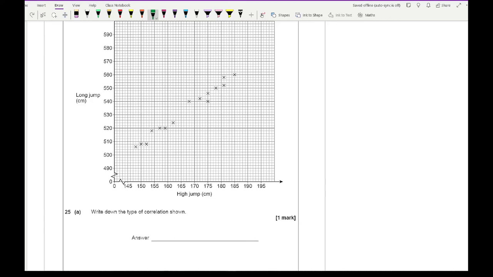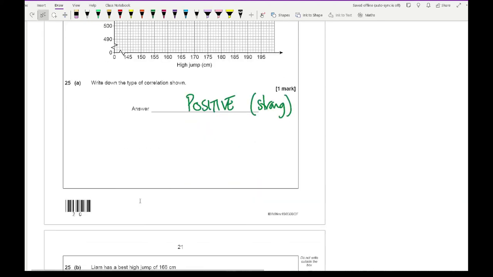But as you can see, it's like a line that's going up, so it's going to be positive correlation. So that would get you the one mark. Now, if you did write strong, then that would be fine because it has got strong positive correlation, but it's not essential that you write strong. Positive is the one that we need.